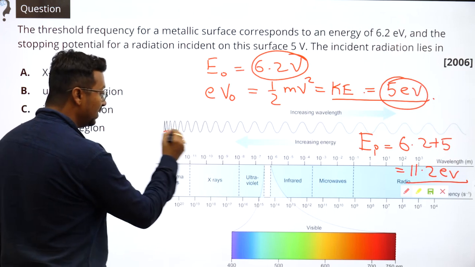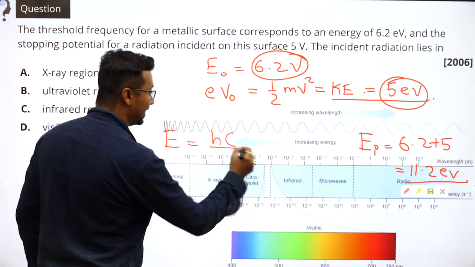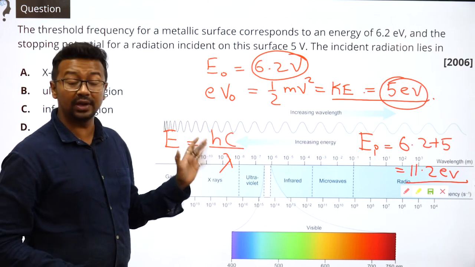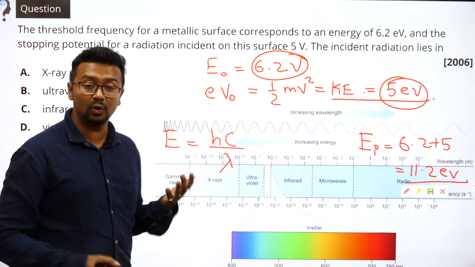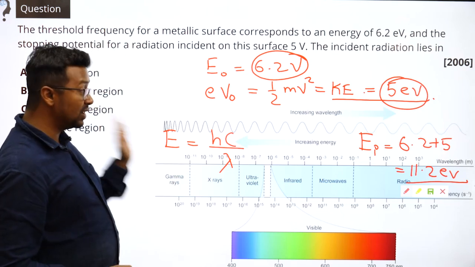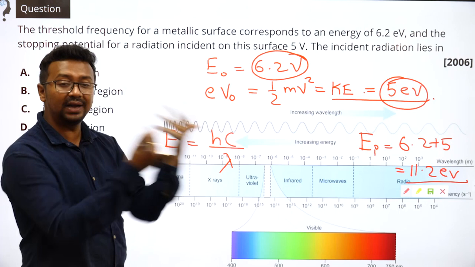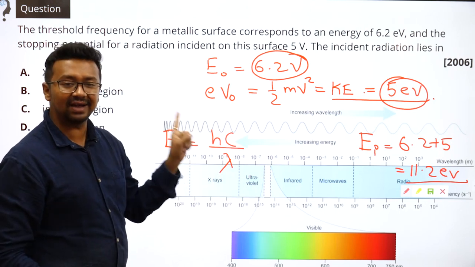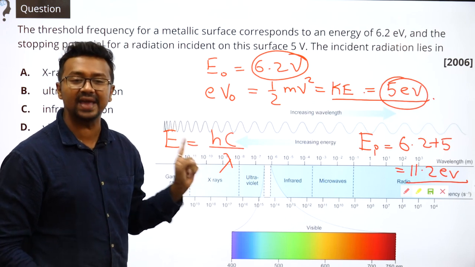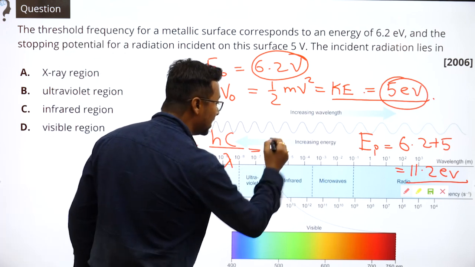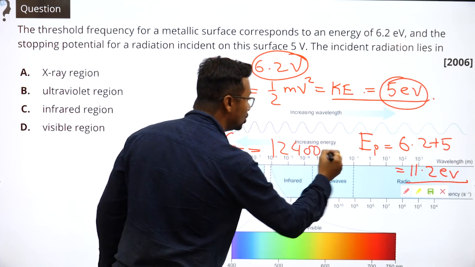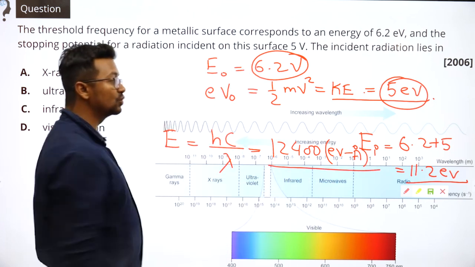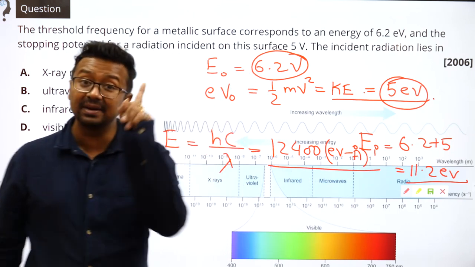Understand it. We know E is equal to hc divided by lambda. Now, I'm not going to put down the value of h here. Put in the value of Planck's constant, put in the value of c, and then find out lambda, multiplying by 1.6 into 10 to the power minus 19. We will skip all that. Remember, you have to remember the value of hc. The value of hc is nothing but equal to 12400 electron volt angstrom. Friends, if you remember this, life will become very simple for you.